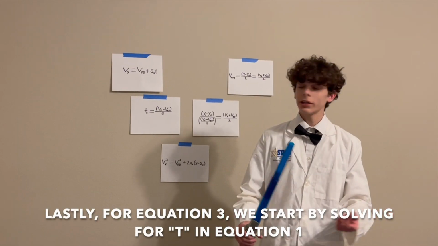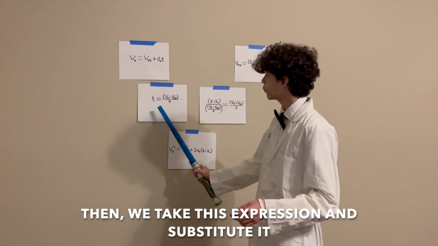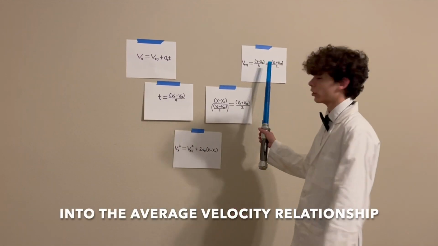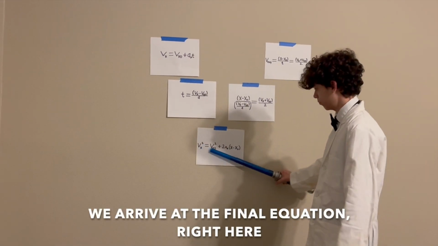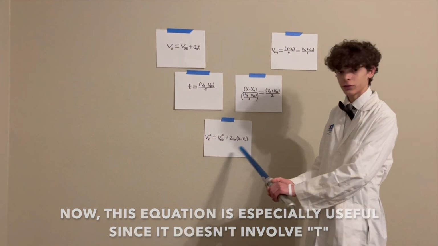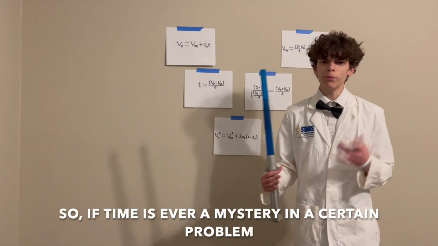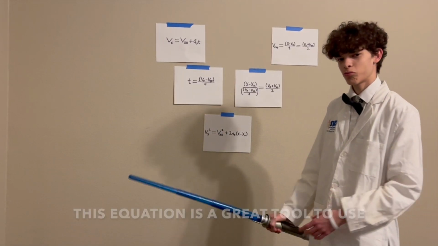Lastly, for equation 3, we start by solving for t in equation 1. Then, we take this expression and substitute it into the average velocity relationship. Through rearranging, we arrive at the final equation. Now, this equation is especially useful since it doesn't involve t. So, if time is ever a mystery in a certain problem, this equation is a great tool to use.